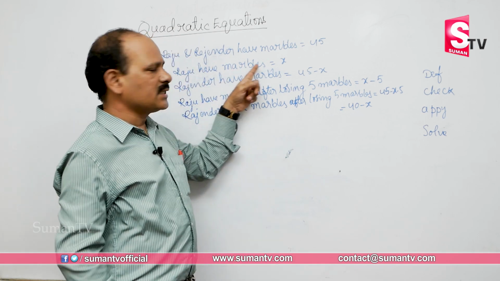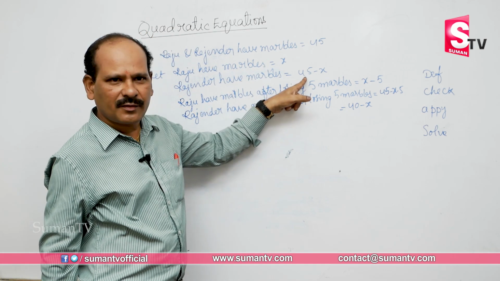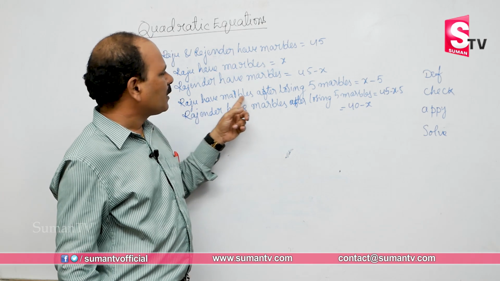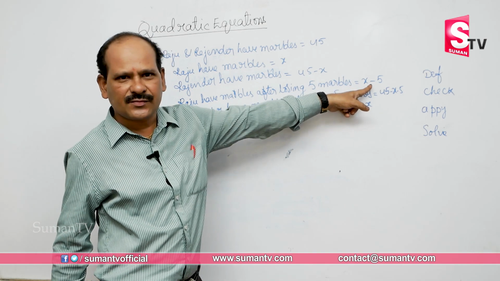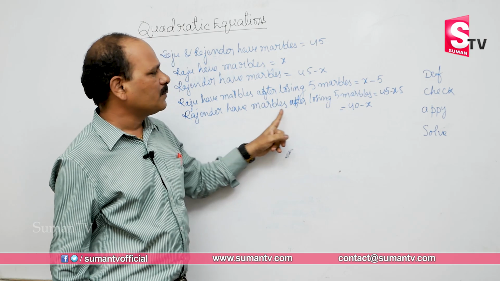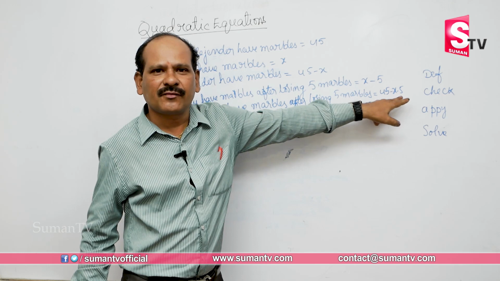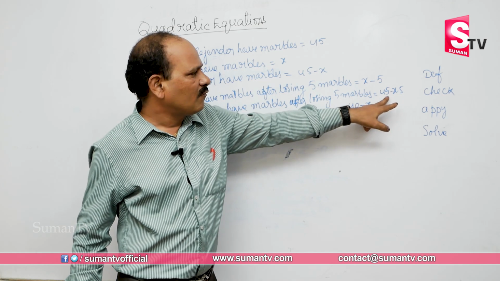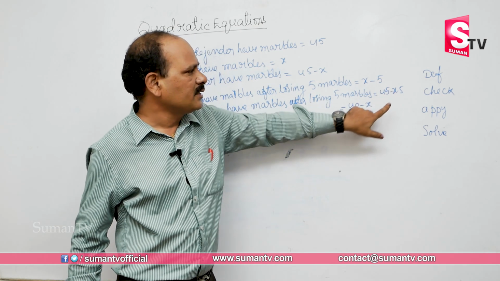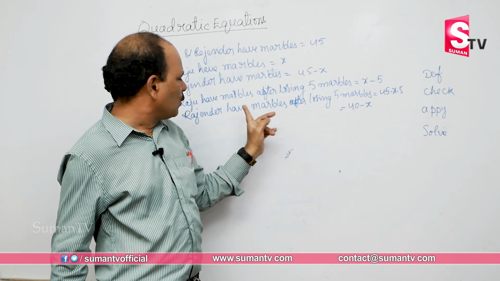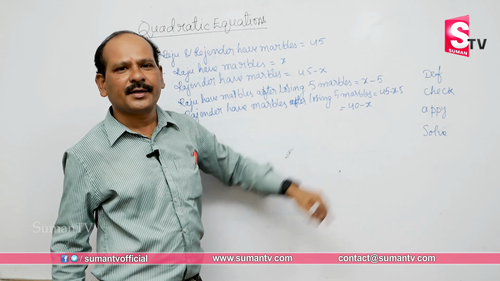Previously Raju had X marbles, Rajender had 45 minus X marbles. After losing 5 marbles, Raju has X minus 5. Rajender has 45 minus X, and again we subtract 5 from this, so 45 minus 5 is 40, minus X is minus X here. So now Rajender has 40 minus X marbles.